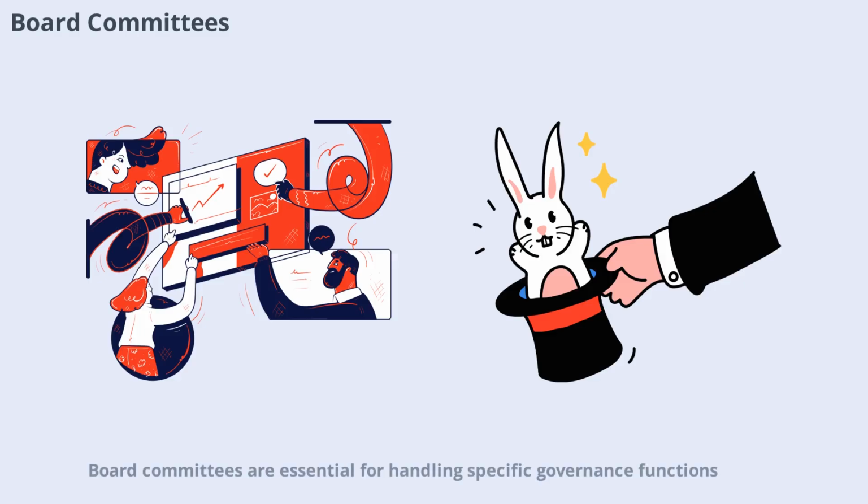Board committees are essential for handling specific governance functions. The code requires issuers to disclose information about each committee, including their roles, composition, meeting frequency, and attendance records. Committees such as audit, remuneration, nomination, and risk play specialized roles in overseeing key areas like financial reporting, director remuneration, and risk management. Transparency about committee activities ensures accountability and effective oversight.